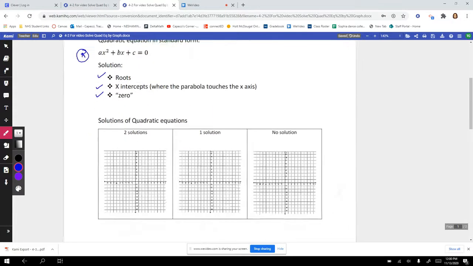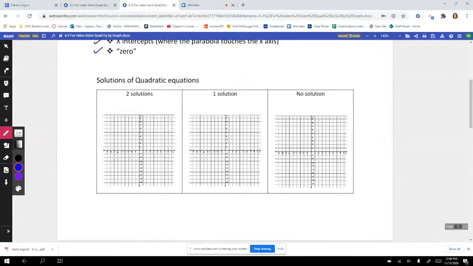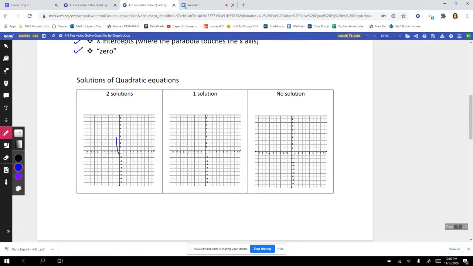Now, again, we looked at this before, but just as a reminder, solutions of quadratic equations. If there's two solutions, it's going to touch that x-axis twice. One solution, it's going to touch it once. And again, these can open up or down. No solution is where it's not going to touch at all.